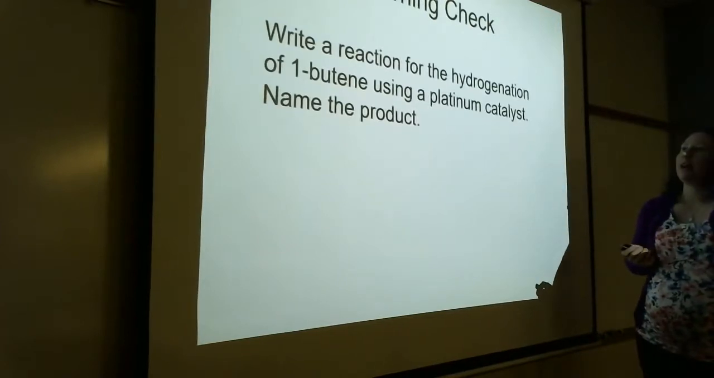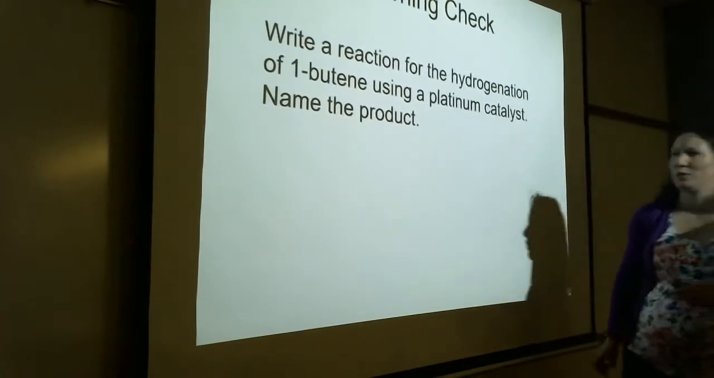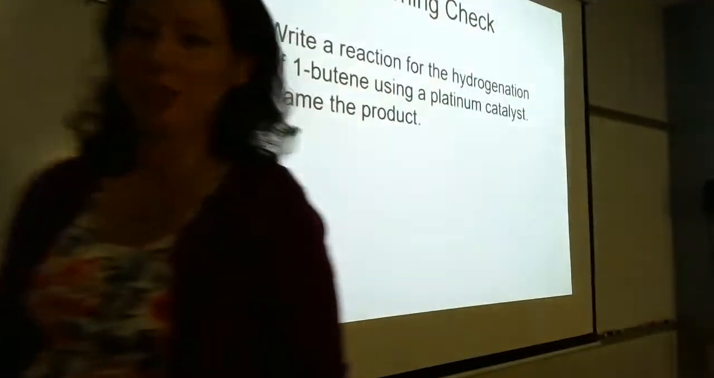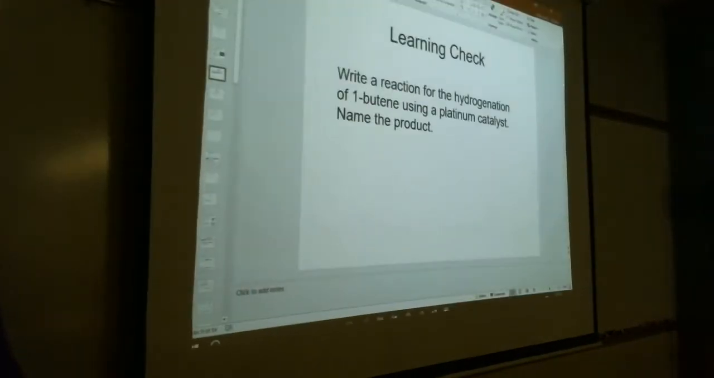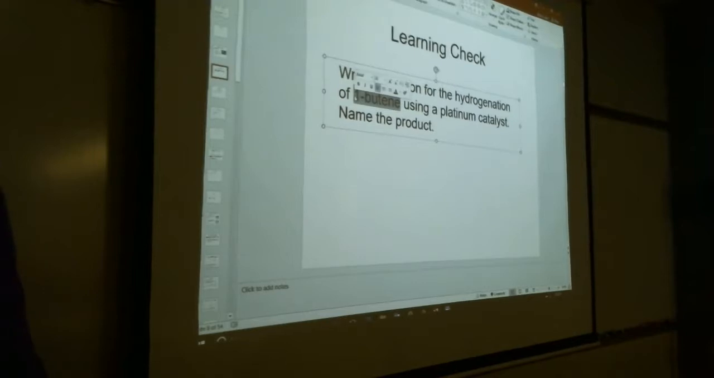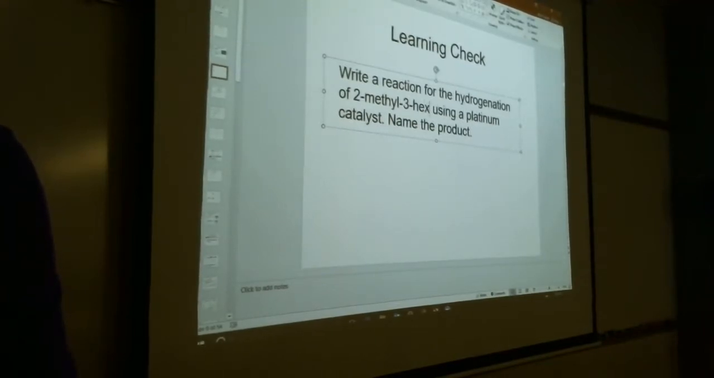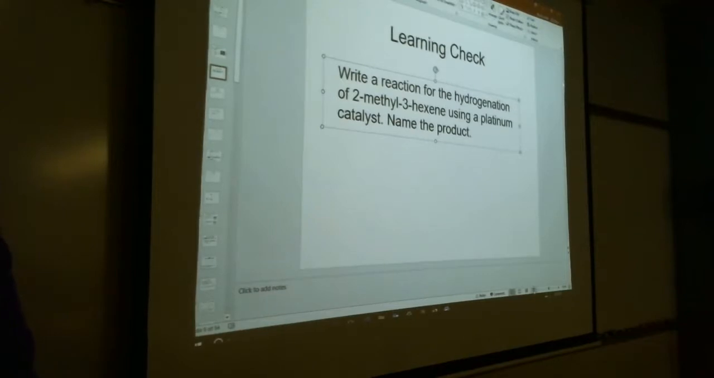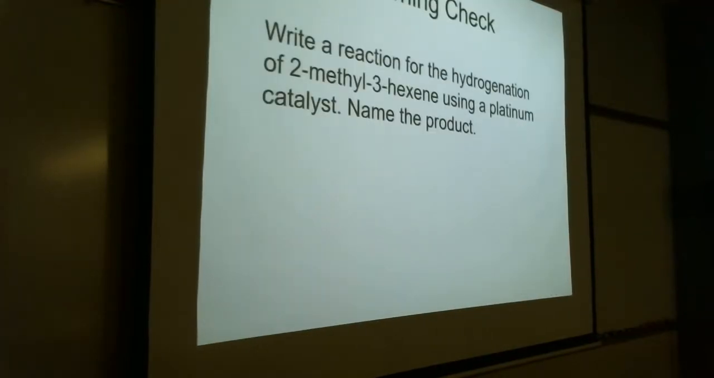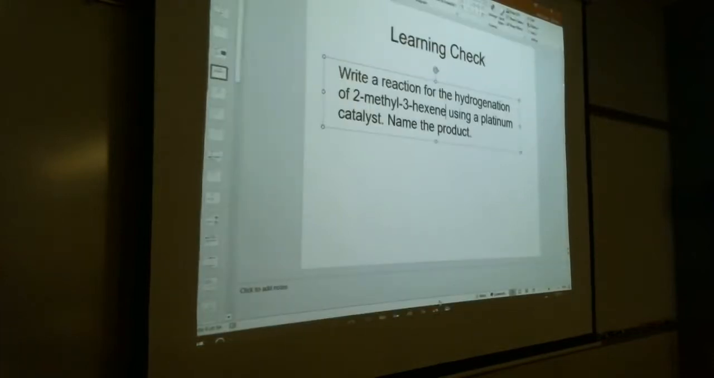All right, so why don't you try this one? Butene is one we just did. Literally, we just did. So let's use something else. Let's do 2-methyl-3-hexene. Write a reaction for the hydrogenation of 2-methyl-3-hexene using a platinum catalyst and name the product. So write the full reaction. I'll pause the video and give you a chance to try it.